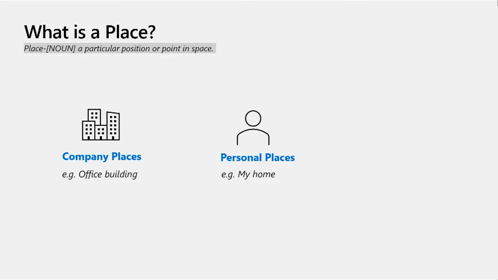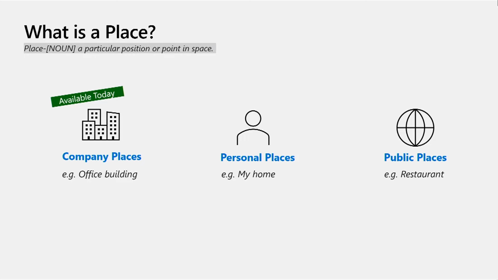So our goal with the Places API is to have 3 different types of places. We have company places that is available today, personal places, and public places. So as I mentioned, the company places are sort of like your office building, rooms, neighborhoods, anything that really belongs to the company. And then your personal places are things like my home or places that are really more created for yourself. And then finally, public places are those types of restaurants, dentists, or any public entity.